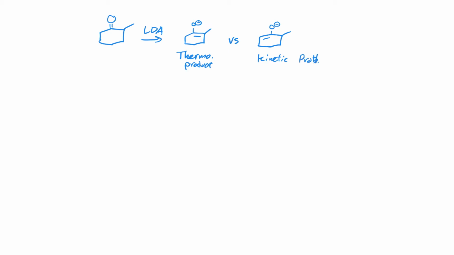If you remember, LDA is a large non-nucleophilic base, so it's going to be easier for LDA to remove alpha hydrogens that are not sterically hindered, such as the ones on the left side here versus the ones on the right side. And so at higher temperatures, say 25 degrees, room temperature, we might get the thermodynamic product. And at lower temperatures, minus 78 degrees, which is a more common temperature for LDA usage, we're going to get the kinetic product, the easier hydrogen to access. So you can control which side you're going to alkylate depending on the temperature you allow your LDA reaction to occur at.